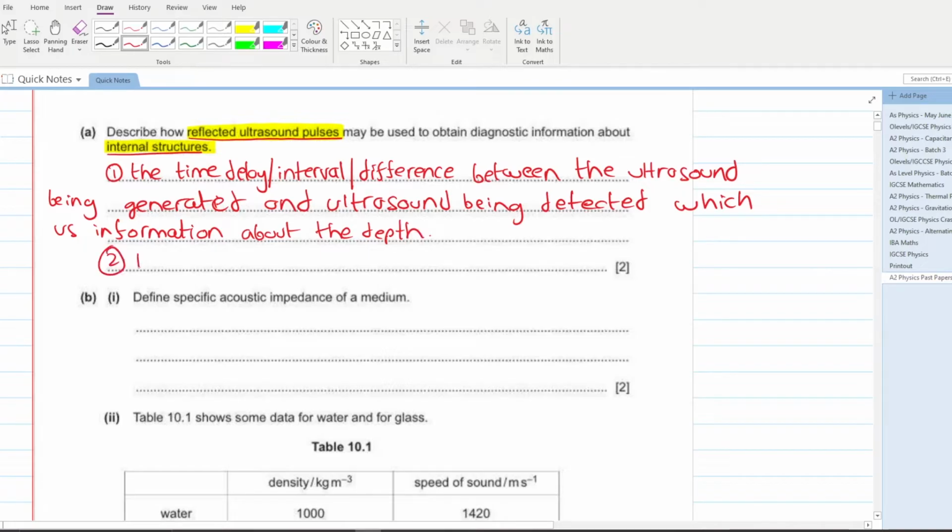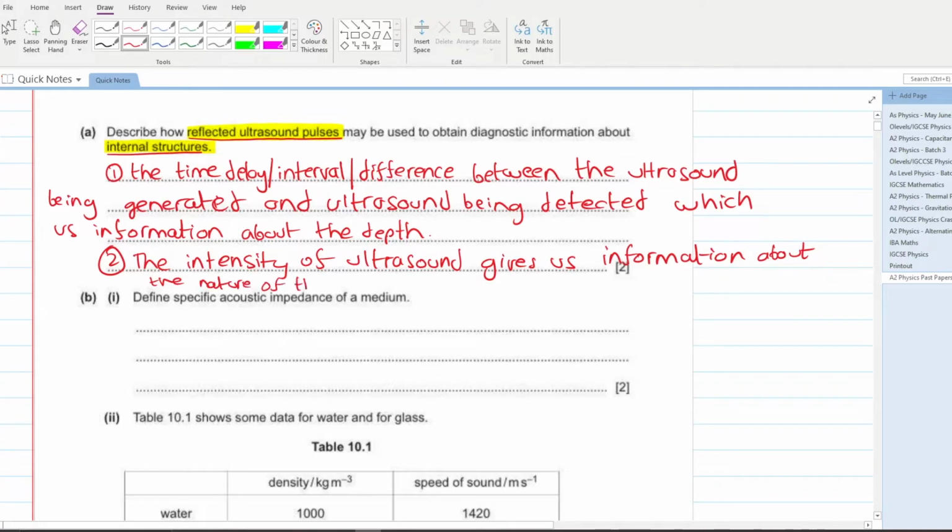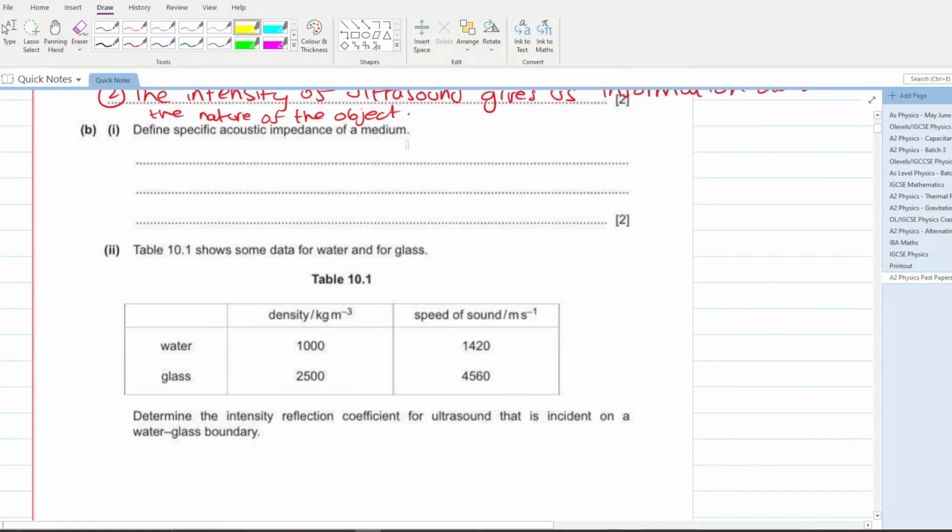Secondly, the intensity of ultrasound gives us information about the nature of the object. Simple as that. Okay, let's move on to part B, I1. Define a specific acoustic impedance of a medium. Yes, what is a specific acoustic impedance of a medium?